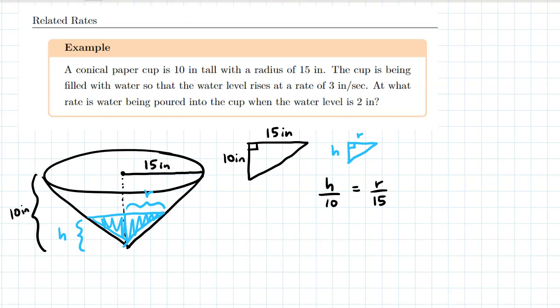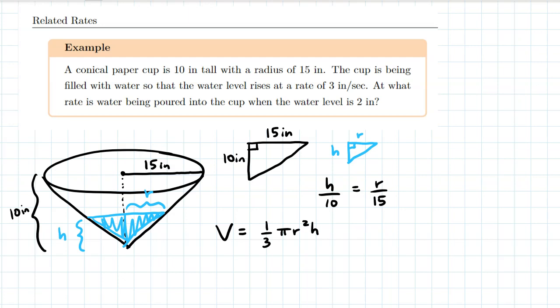Now, what I want to do is take a look at the volume of a cone. And the formula for the volume of a cone is 1/3 pi r squared times h, which is the height. Now, eventually we're going to need to take the derivative of this with respect to time, but it would make things easier if we could get this down to a single variable.